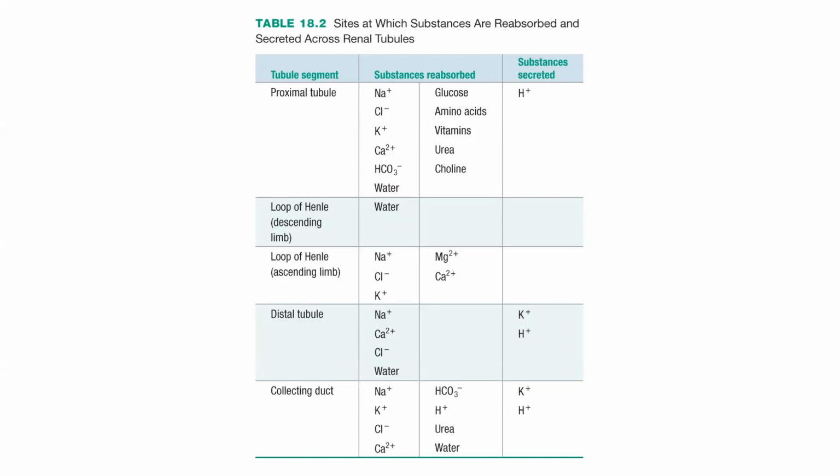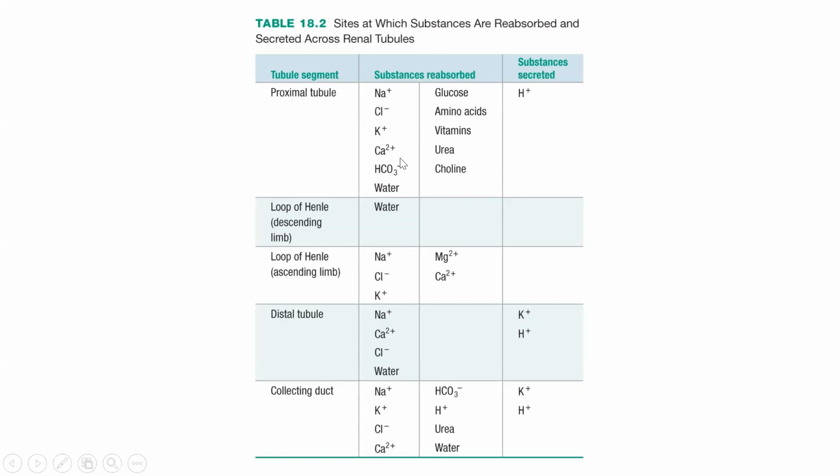So the first important trend is that the proximal convoluted tubule is where we have most of the valuable, nutritive, important substances being reabsorbed. Things like glucose, amino acids, vitamins, urea, choline. Choline is going to be really important for synthesizing one of our most abundant neurotransmitters, acetylcholine. So these are vital substances that are reabsorbed at the first part of the tubule, the proximal convoluted tubule, okay? So that's the first trend that we see.